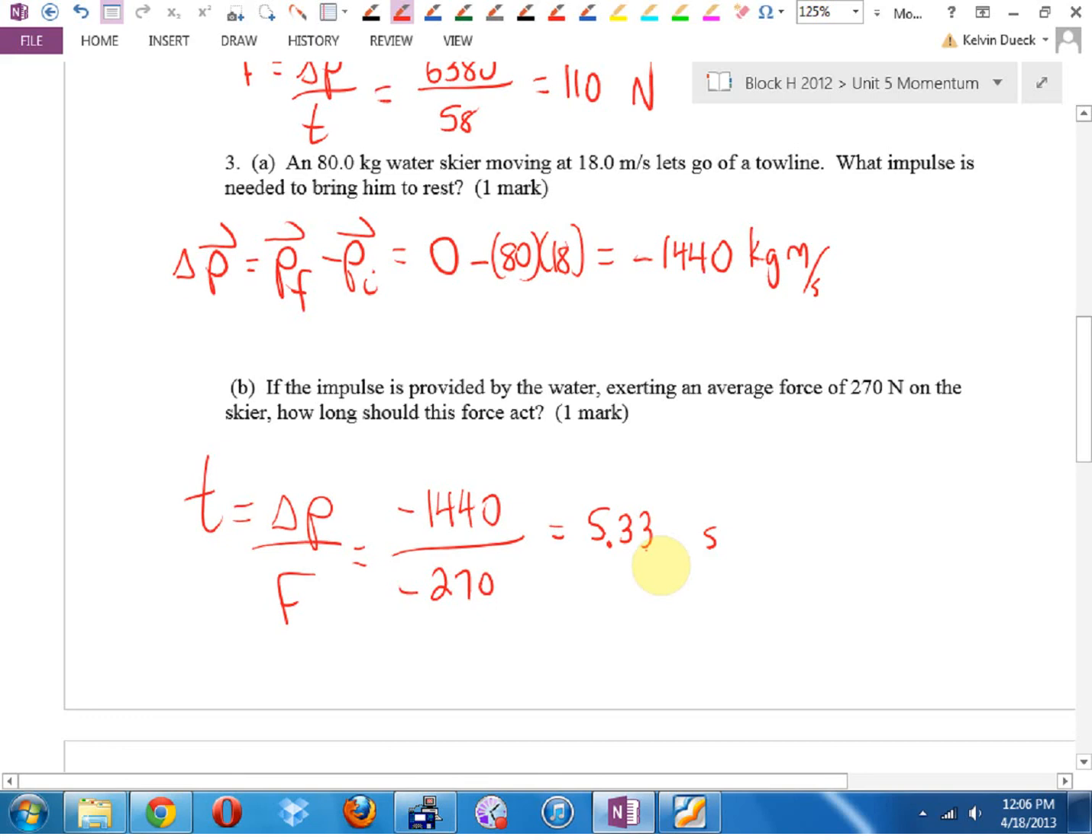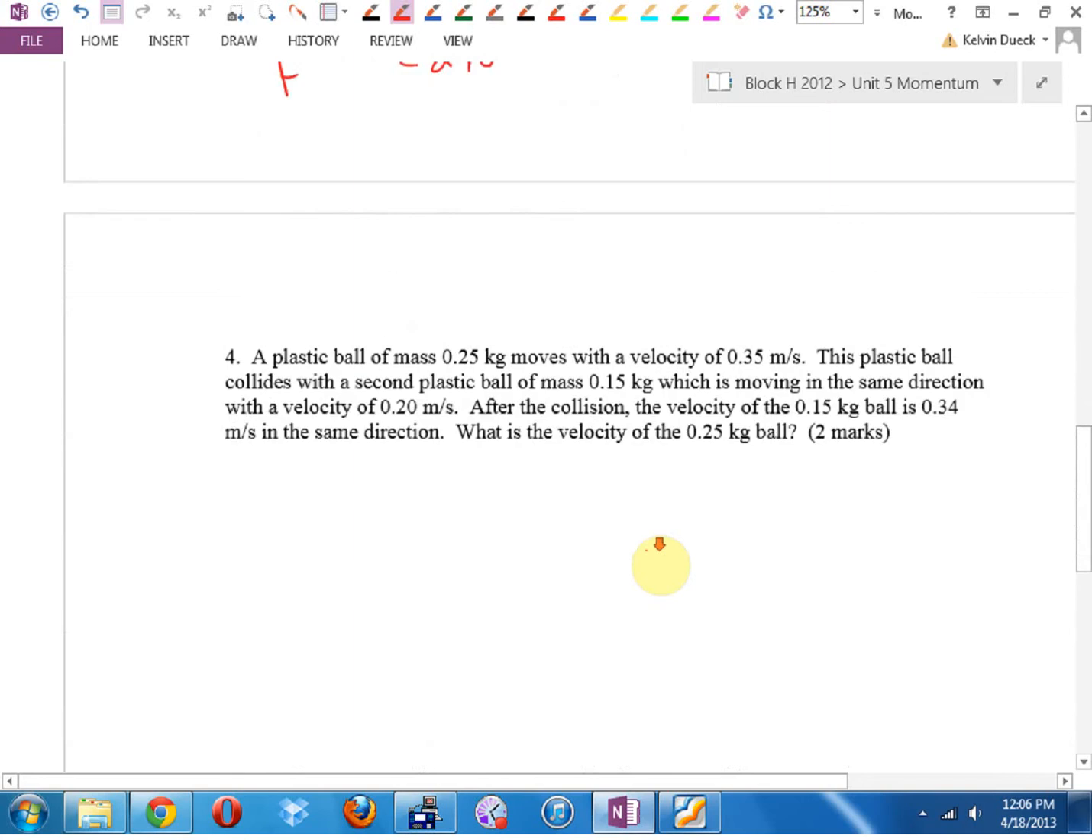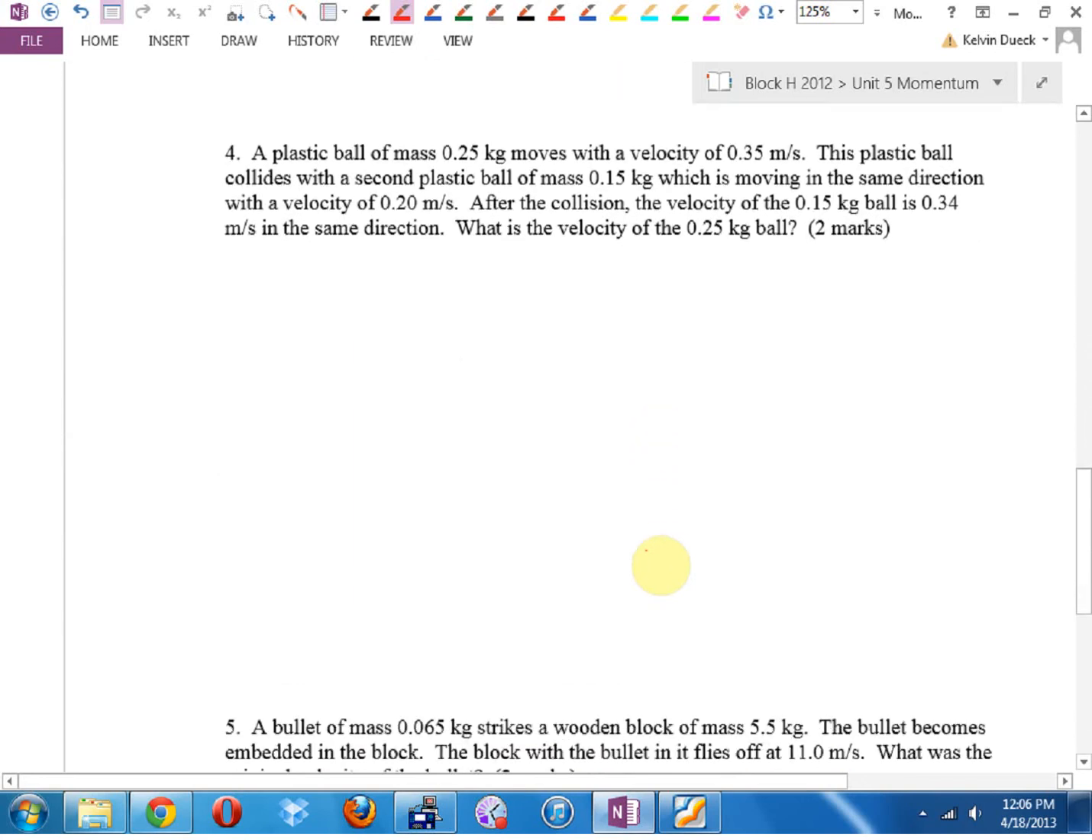Yeah, I've seen people going fairly fast that were able to slowly coast to a stop on the water in 3 or 4 or 5 seconds. Even that seems a little bit high, but reasonable. Turn the page. Now we get to the 2 markers.